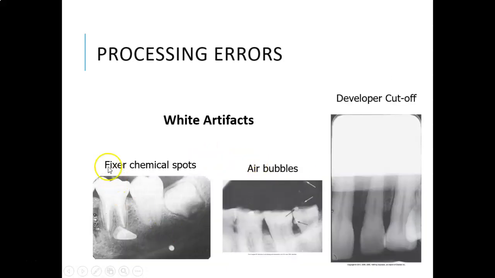White artifacts, so this is fixer droplets. The dark droplets on the film were developer, the white is fixer. Air bubbles, you can see all these little air bubbles in the chemicals. And then developer cutoff. So this one got 100% fixed and didn't get developed at all. So it's the opposite. The level of the developer is too low.